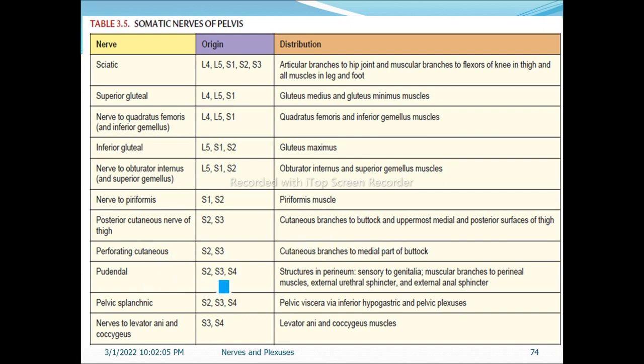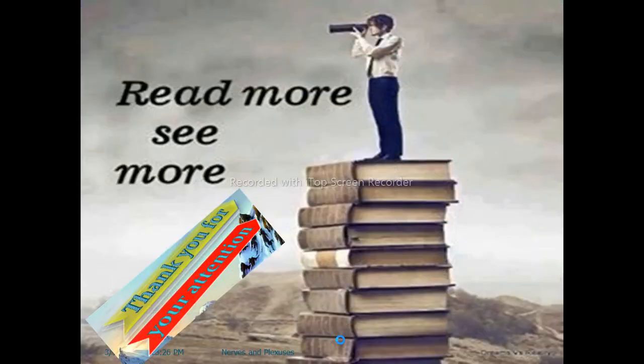The pudendal nerve arises from sacral 2, sacral 3 and sacral 4 and supplies structures in the perineum, sensory to genitalia, and muscular branches to perineal muscles. The external urethral sphincter and external anal sphincter are supplied by the pudendal nerve. The pelvic splanchnic nerve arises from S2, S3 and S4 and supplies pelvic viscera via the inferior hypogastric and pelvic plexus. The nerve to levator ani and coccygeus arises from S3 and S4 and supplies levator ani and coccygeus muscle. So this is all about the lumbar and sacral plexuses.